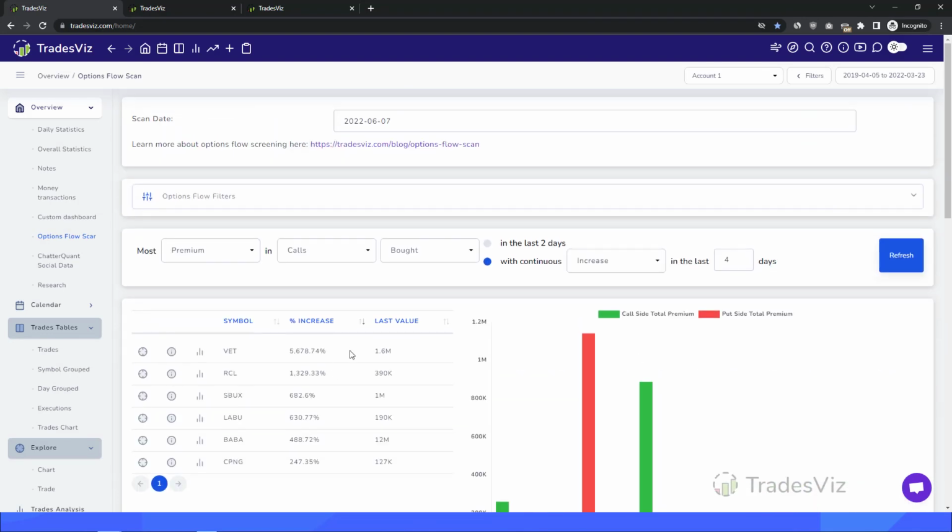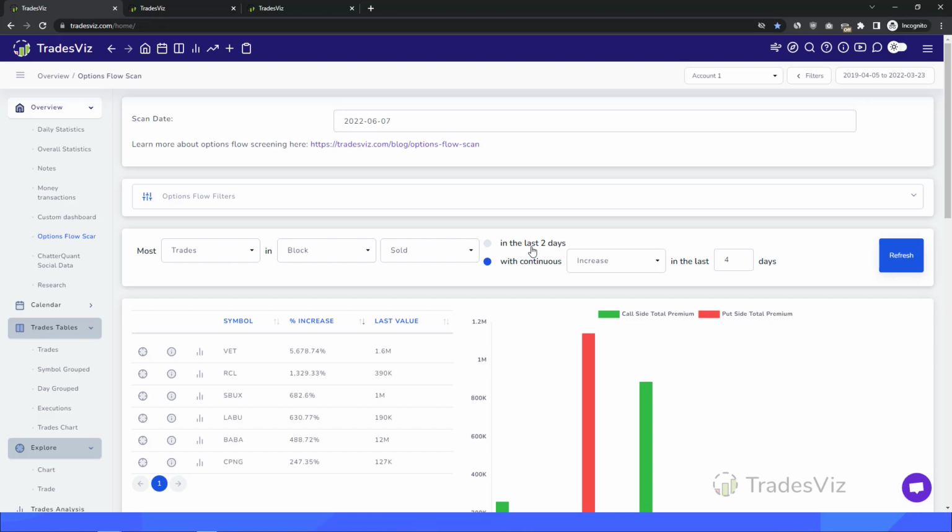And we're going to try screening for different conditions, right? The way that we've constructed this is pretty intuitive. What this is going to do is scan for the symbols that have the most premium in calls bought in the last 2 days, or with a continuous increase in the last 4 days. And all of this is editable, by the way.